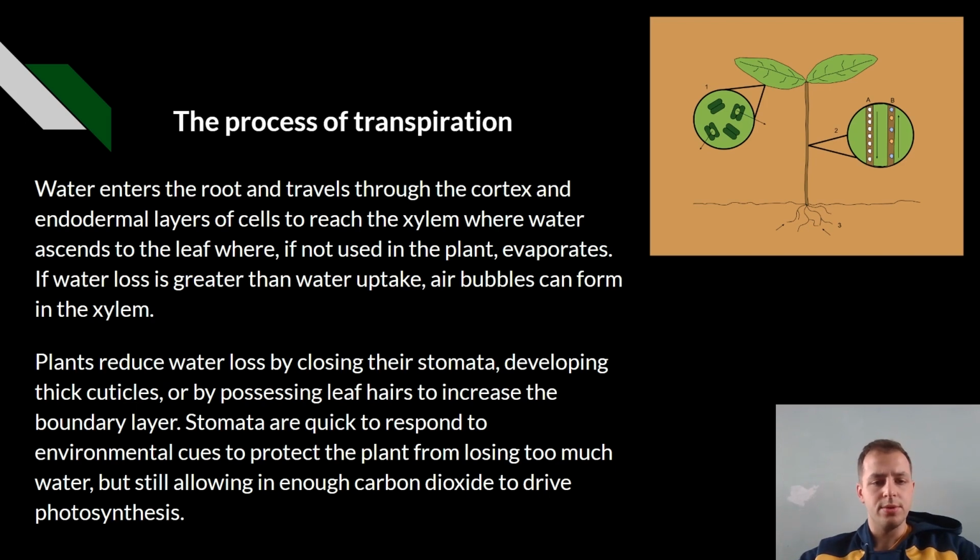The water enters the roots and travels through the cortex and endodermal layers of the cell to reach the xylem, where water ascends to the leaf where, if not used by the plant, it evaporates. If the water loss is greater than the uptake, air bubbles can form in the xylem. Plants reduce water loss by closing their stomata, developing thick cuticles, or by possessing leaf hairs to increase the boundary layer. The stomata are quick to respond to environmental cues to protect the plant from losing too much water, but this still allows enough carbon dioxide to drive photosynthesis.